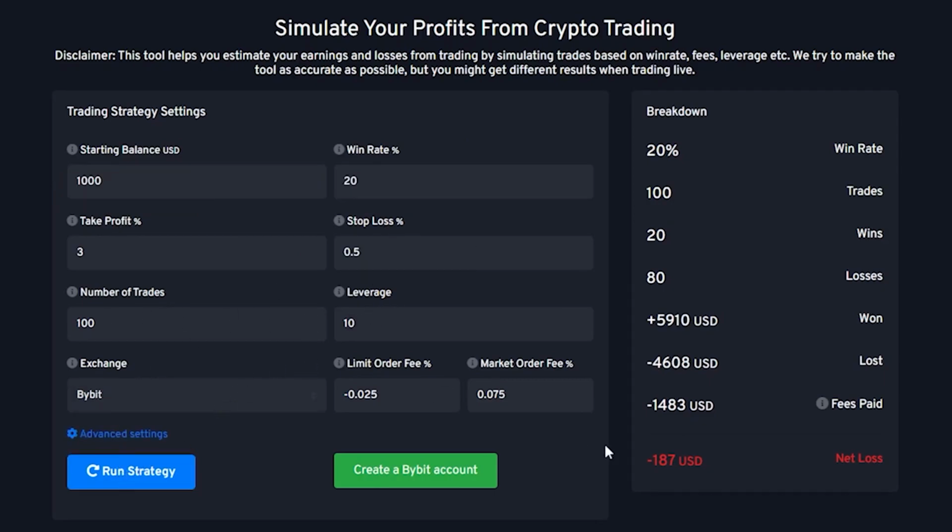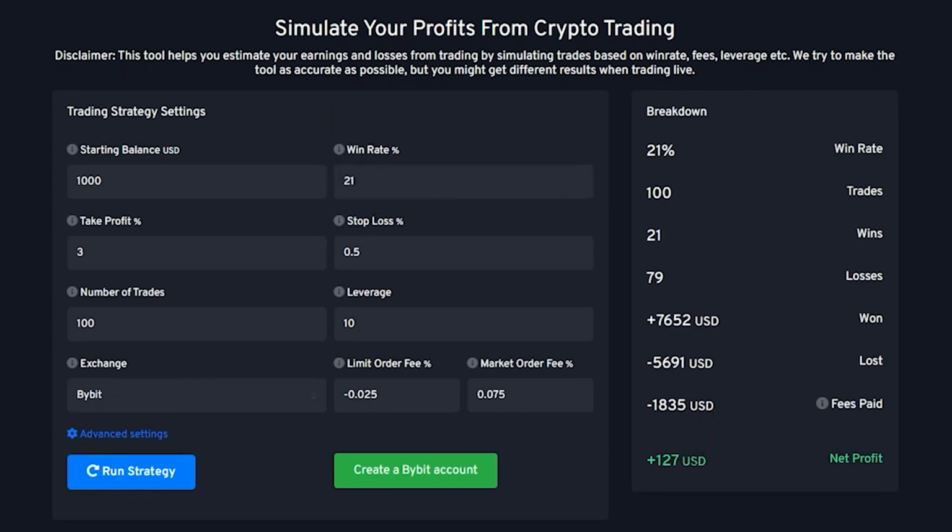And when we ran the strategy, we're losing money because even though we're winning money, we've paid about $1,500 in fees. So now when you add up the fees with what we've lost, we're down $187. So 20% win rate is just not enough for what we do personally, right? On Bybit with leverage.